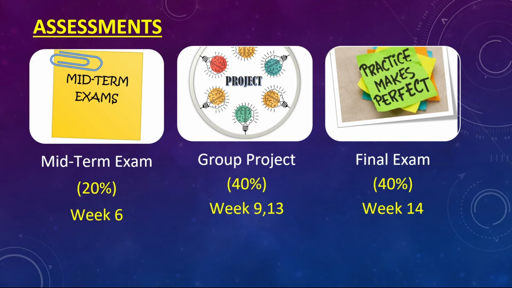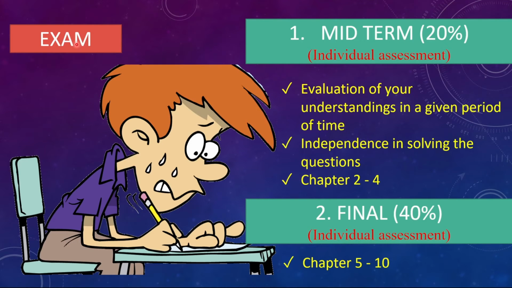So assessment is the most important component that you must first know before you start to work for this semester. Okay, so we have 3 assessments: midterm, group project, and final exam. These are the due dates of each assessment. So for the exams, midterm and final, these are the marks allocation: 20% from midterm and 40% from your final.